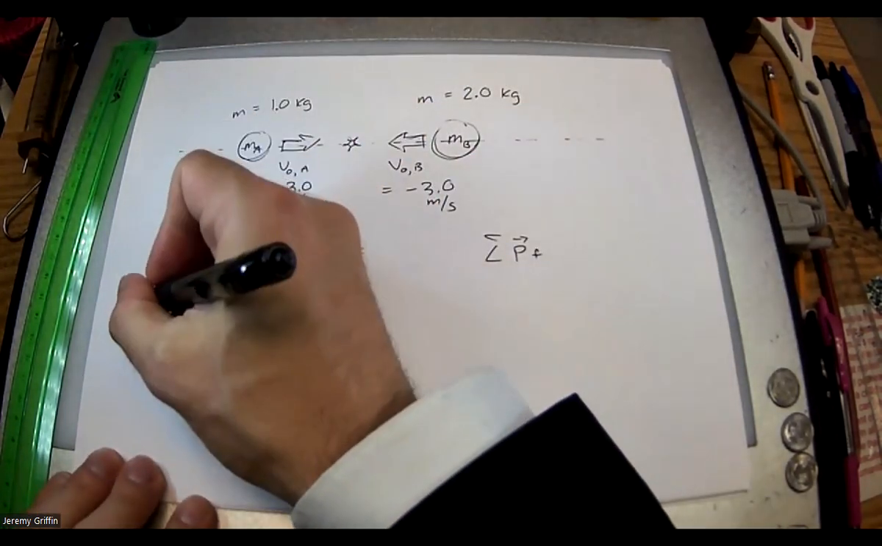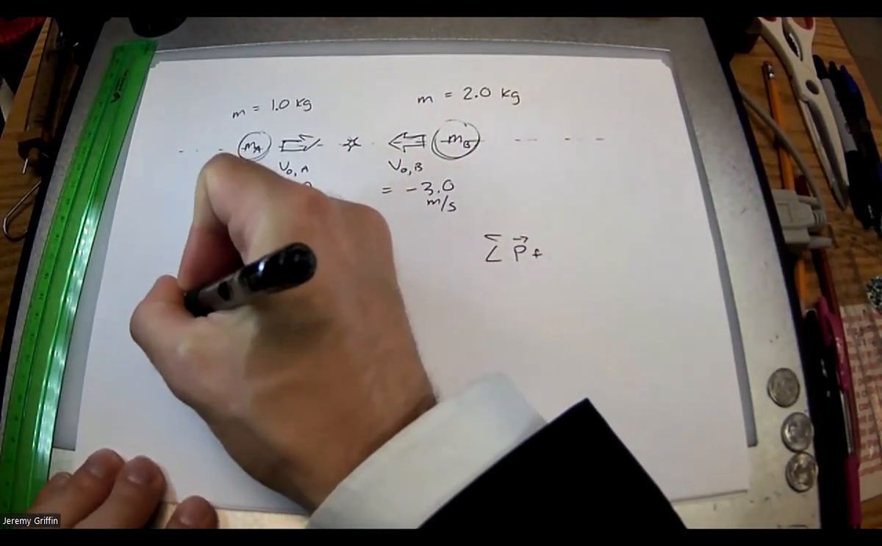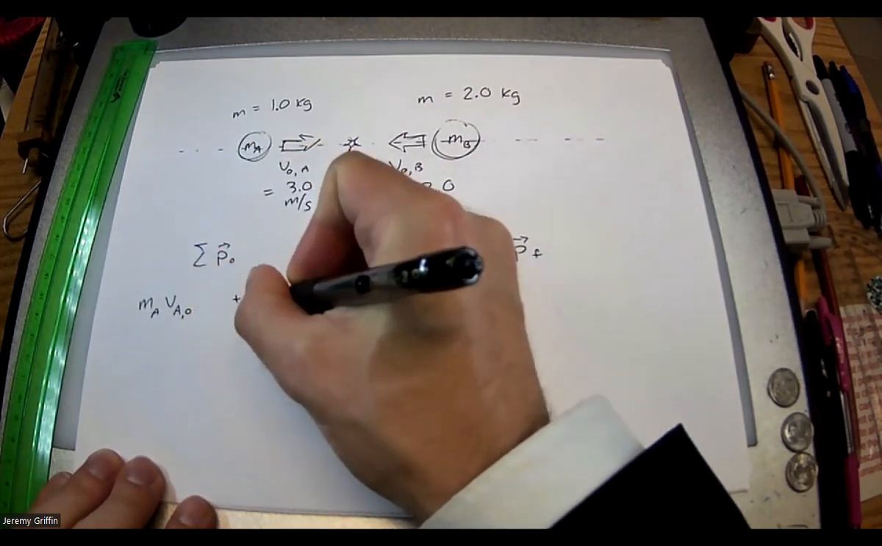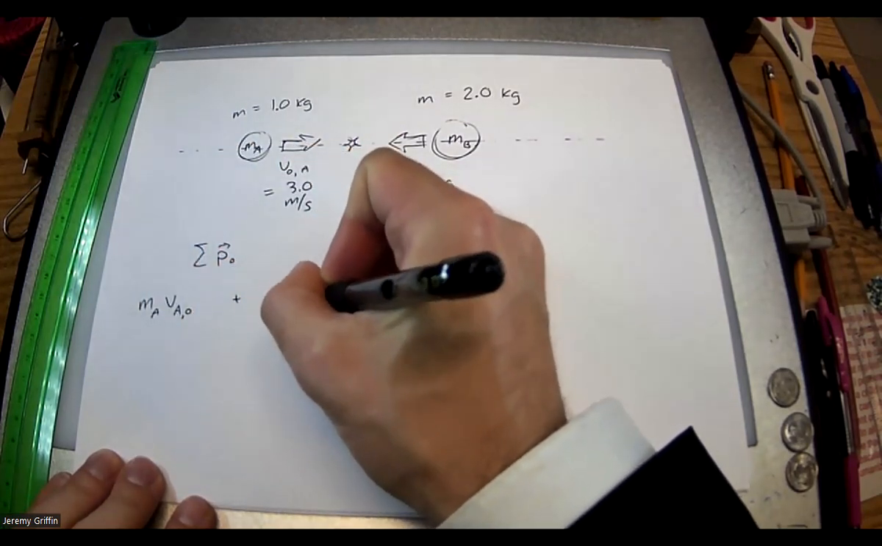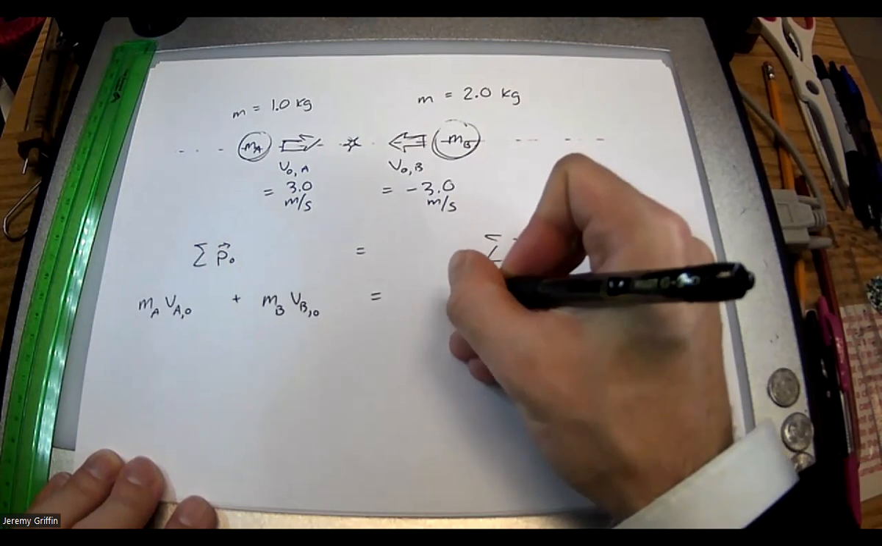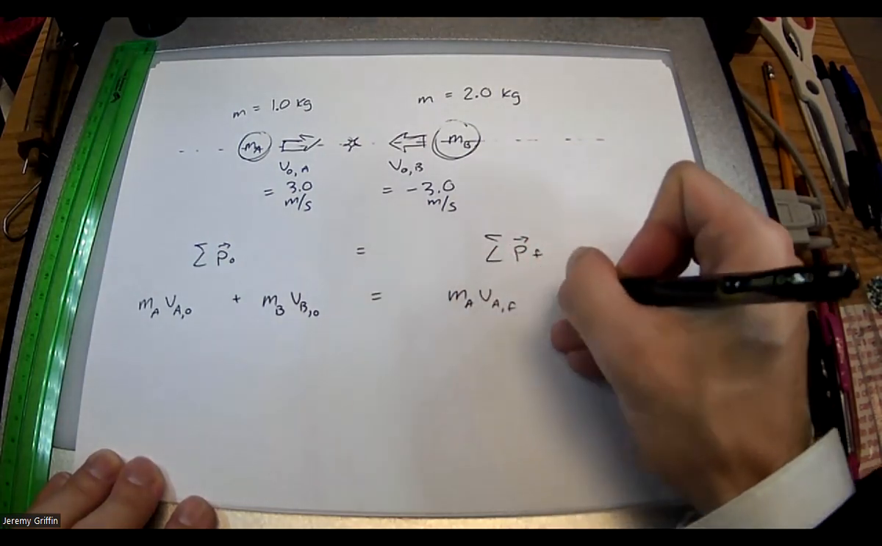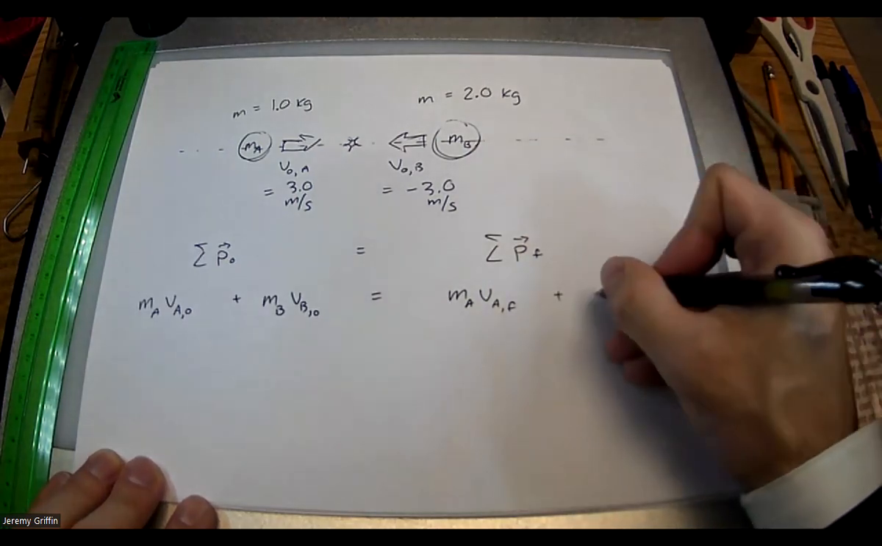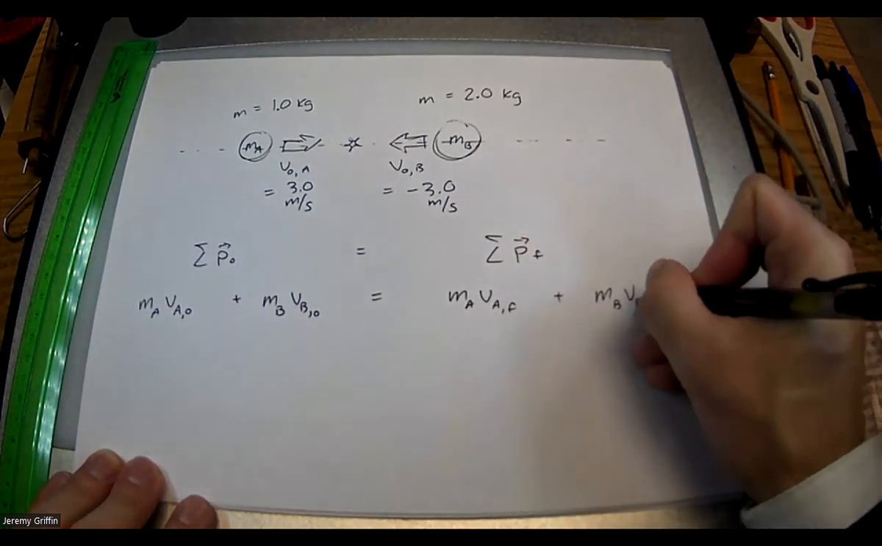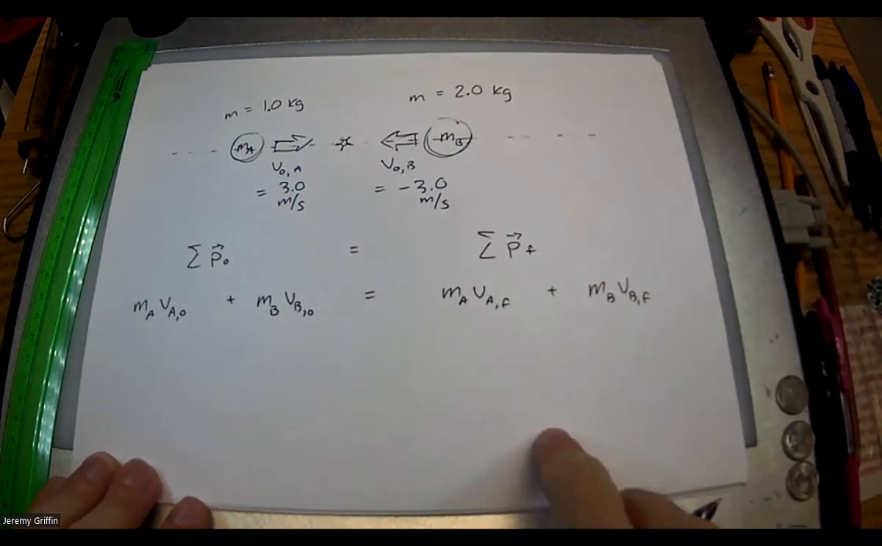Okay, so we're going to go mass of object A times velocity A initial plus mass of object B times velocity B initial is equal to mass of A times velocity A post collision final, plus mass B times velocity B final.